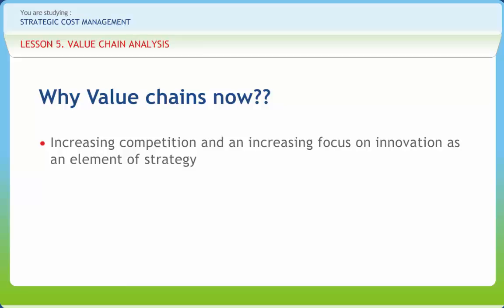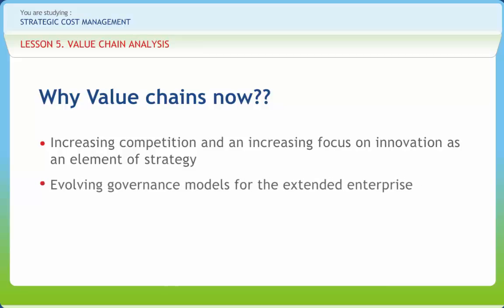The value chain is first and foremost a strategic concept arising from a strategic theory of firm competition. This creates an increasing interest in value chains as a tool to model the extended enterprise and formulate strategies for how to remain competitive. Second is evolving governance models for the extended enterprise. This growth in modular or virtual collaborative enterprise business models has increased interest in the value chain as a primary construction for analysis of new models for business governance.